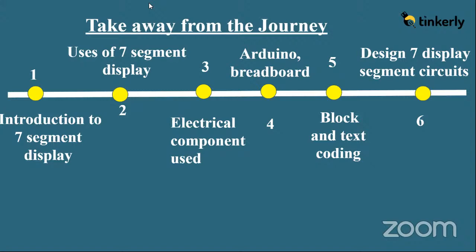Then we understood what the Arduino and the breadboard are. We understood what block and text coding are. And today we have seen what text coding is all about, and how we have to be very precise while writing text code. And finally, at the sixth step, we designed the seven-segment display circuit. So this is all about today.